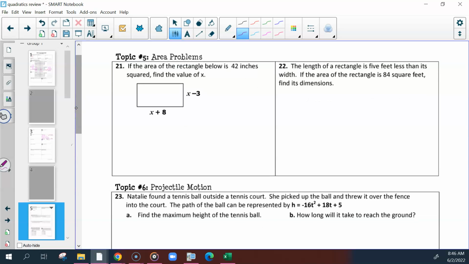For this one, it gives you your length and width. It tells you your area is 42. We have x plus 8 and x minus 3 equals 42. Ignore the below.